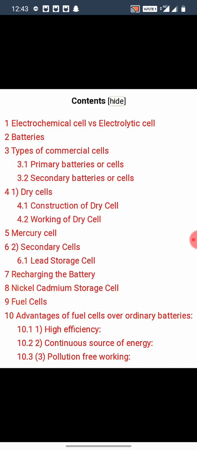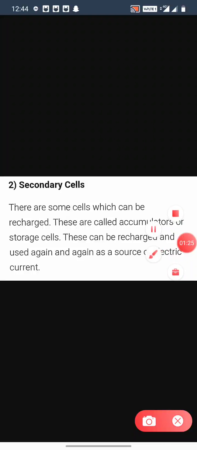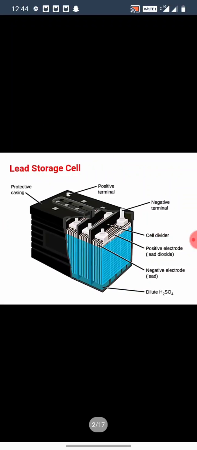So here are the secondary cells, which you know that they are rechargeable in nature. They can be used again and again. And the one important point to note here is they are also referred to as storage cells and accumulators. With this, I begin with the first type of secondary cell, that is the lead storage cell.